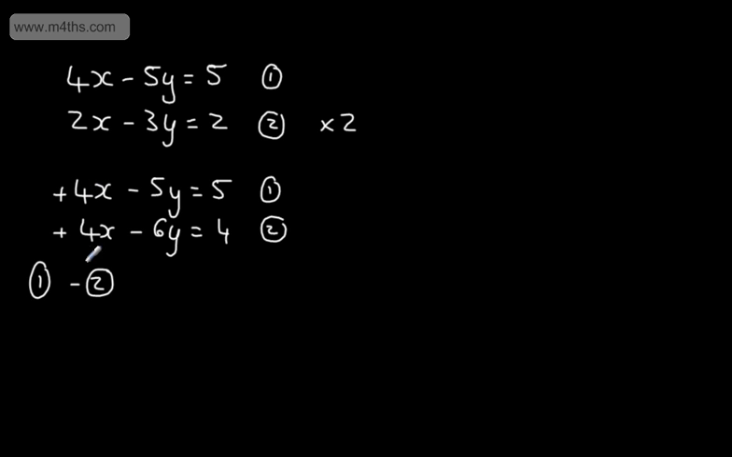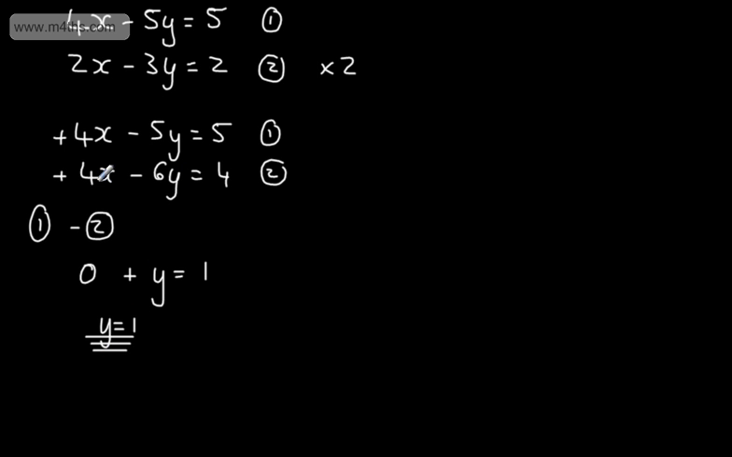So if I do 4x minus 4x, I'm going to end up with 0. If I do now negative 5y and subtract negative 6y, that's going to give me plus 1y. And then 5 minus 4 is going to give me 1. So we can see from here that y is equal to 1. I now need to solve for x, and I simply need to plug it into any of the equations just here. So all I'm going to do is substitute in. I can substitute into this one, this one, this one, or this one. It really doesn't matter.